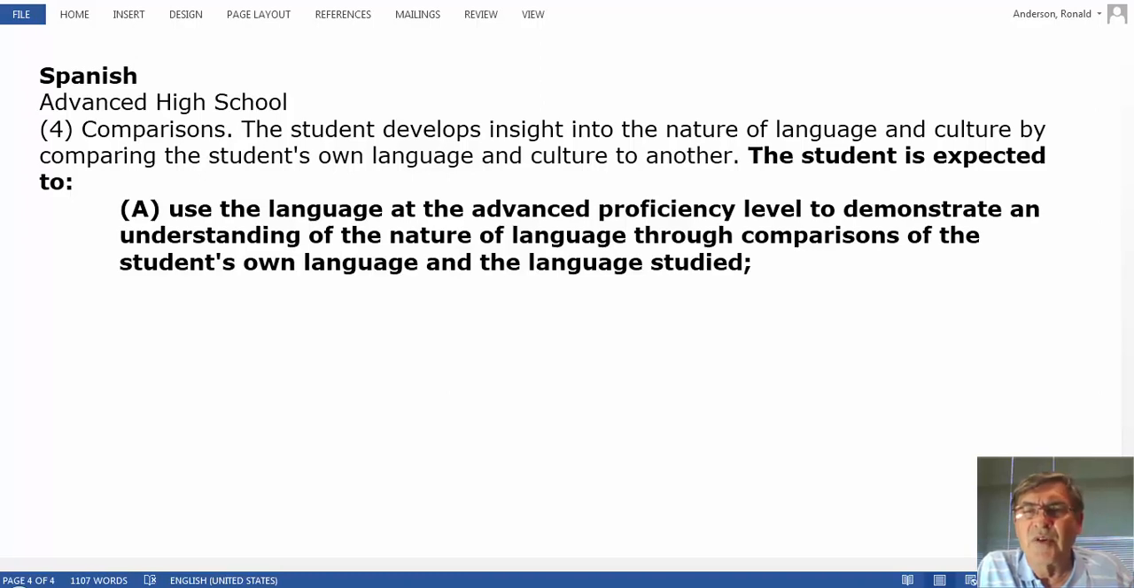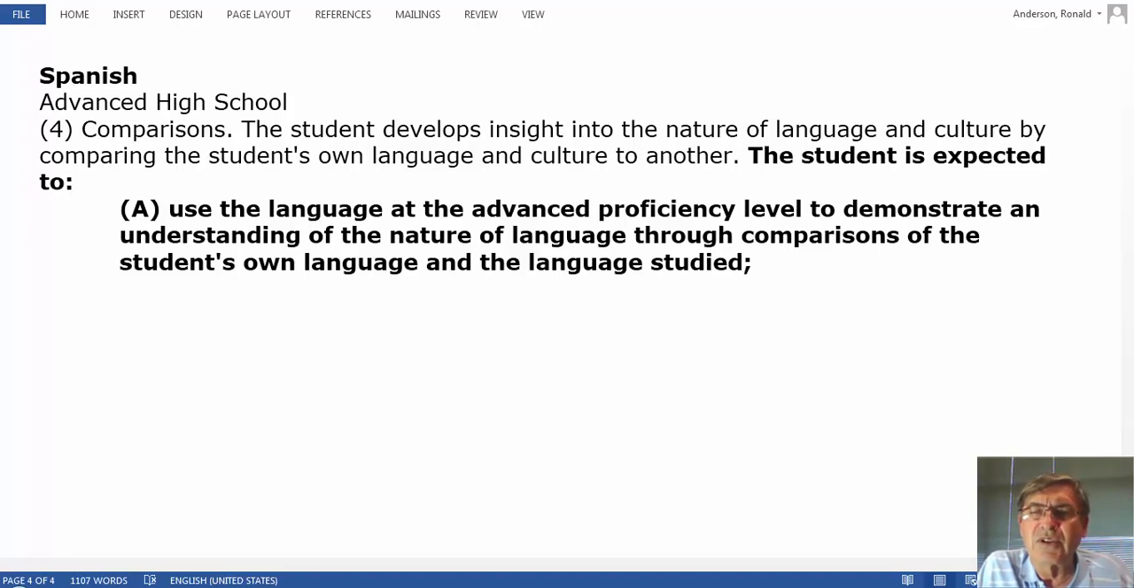Hi, I'm going to give a few quick tips on how to approach the Spanish lesson plan for CLP 1, Advanced High School Spanish Level. Comparisons. The student develops insight into the nature of language and culture by comparing the student's own language and culture to another. The student is expected to A.